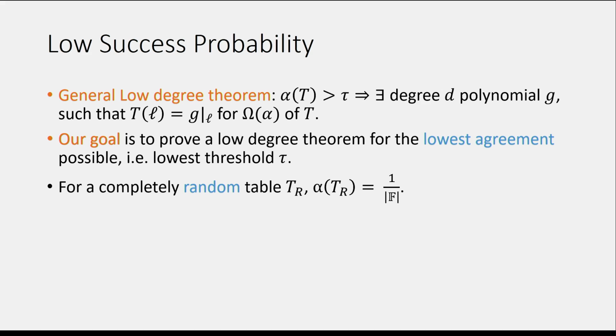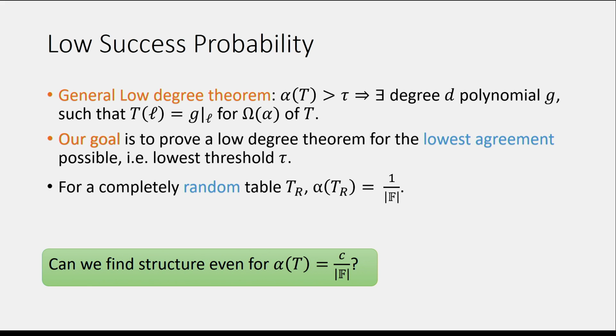And what is interesting is what happens if it's slightly more. What if it is like a constant, 100 over the field size or more? So can we have a structure in the case where it is just slightly above what a completely random table would give? So this was the main open question we wanted to solve when we started to look at this problem. And I can give a spoiler, we didn't get that far. But we did get a lower threshold than was previously known. So I'm going to start with saying what was previously known, and then present our own theorem.